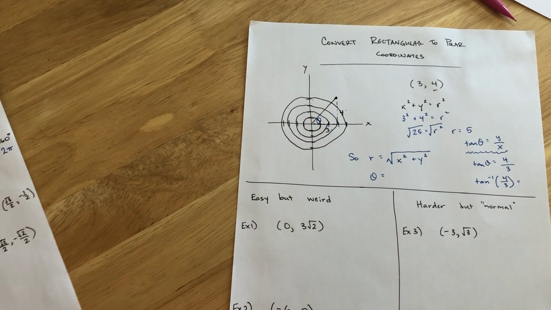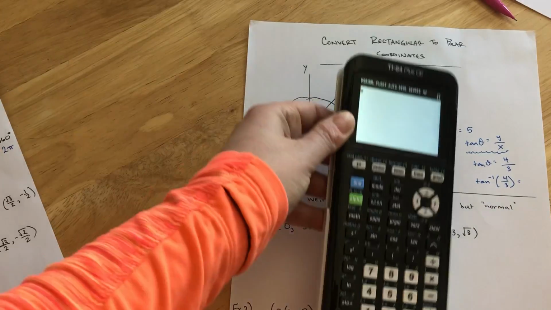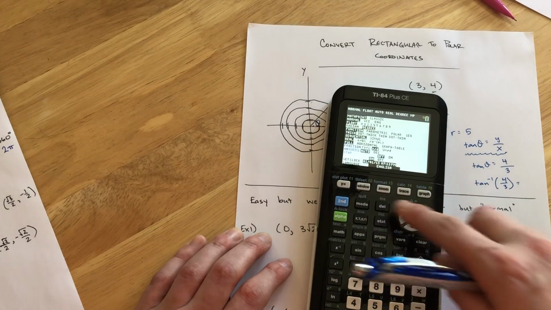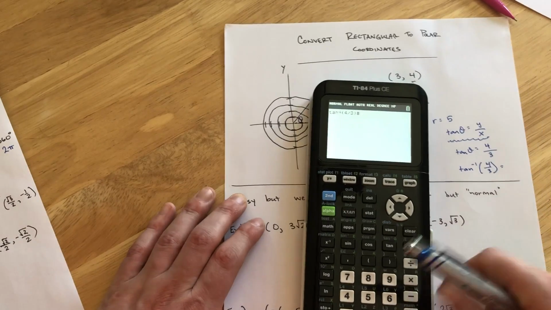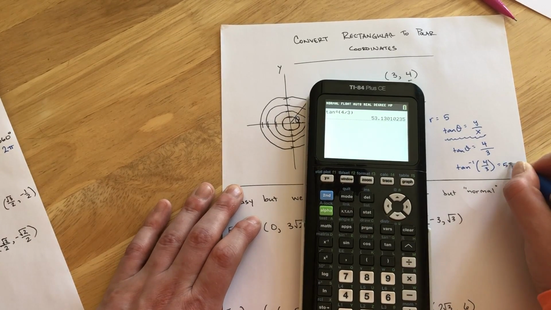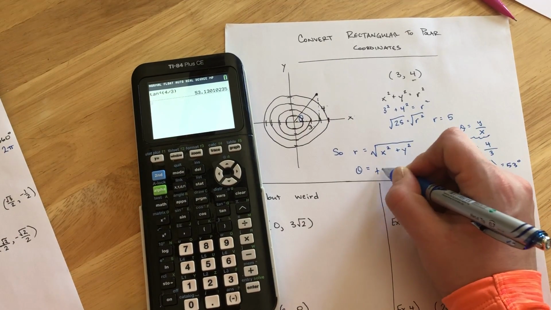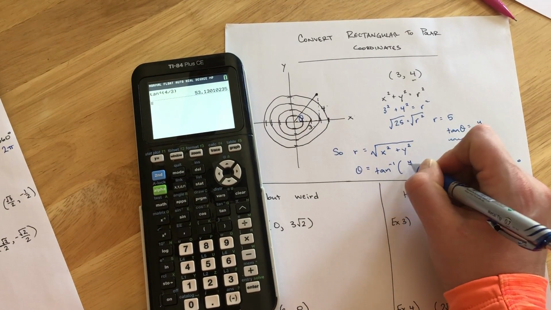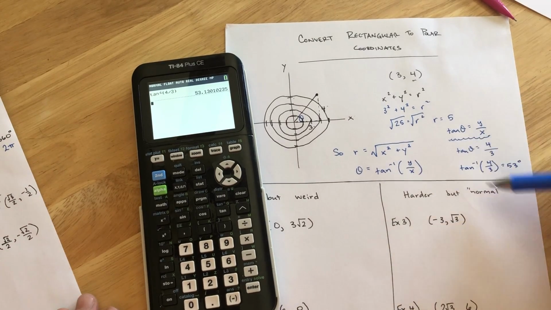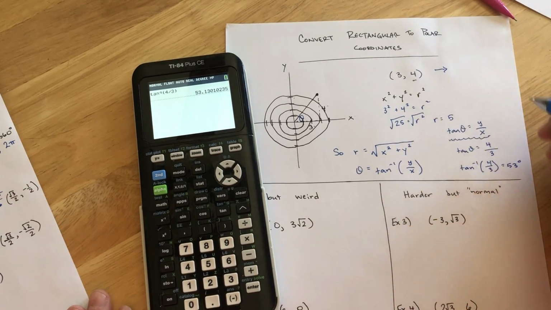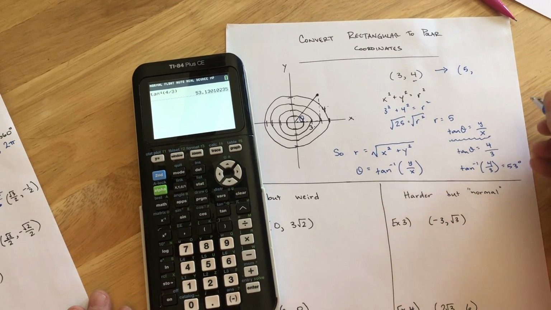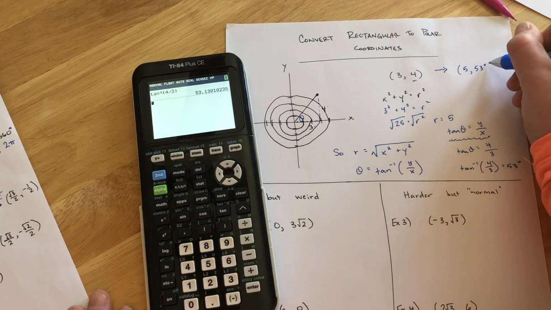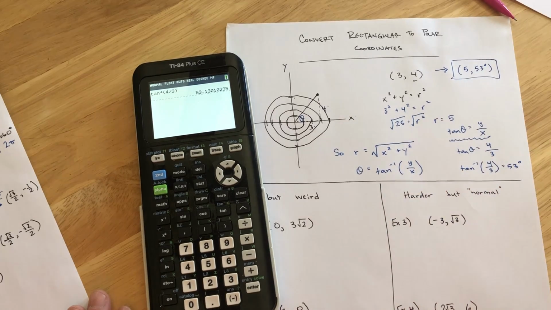Inverse tangent of 4/3. So grab your calculator or your Delta Math calculator, make sure you are in degree mode, and we'll take inverse tangent of 4/3. And that's about 53.1 degrees. So to find theta, we use inverse tangent of y over x. And when we go about writing the polar pairing, we definitely want to use parentheses, write our r value, use the comma, and write our theta, our angle. And that's our final answer.